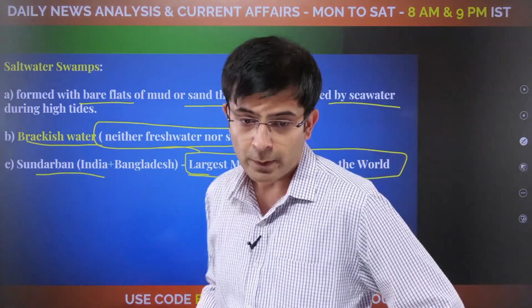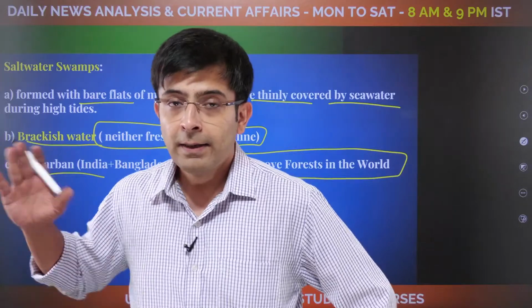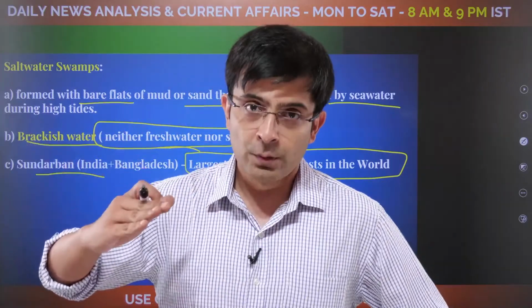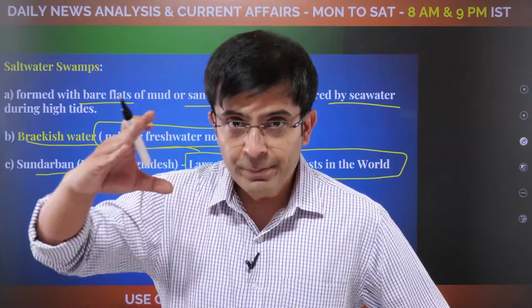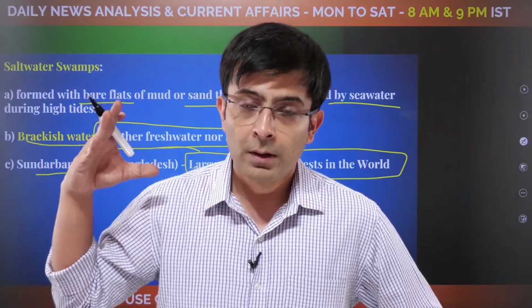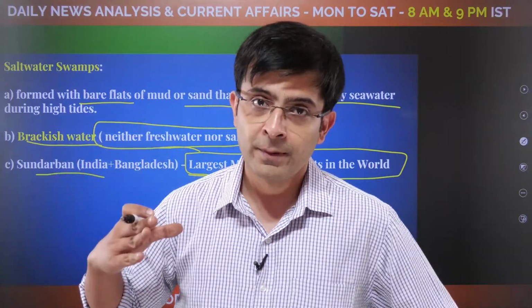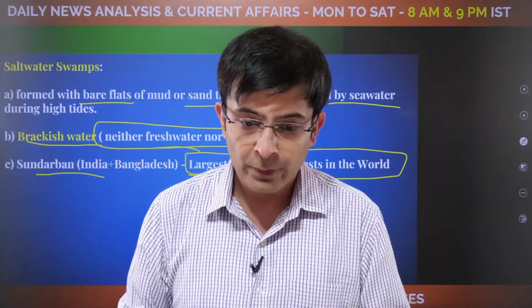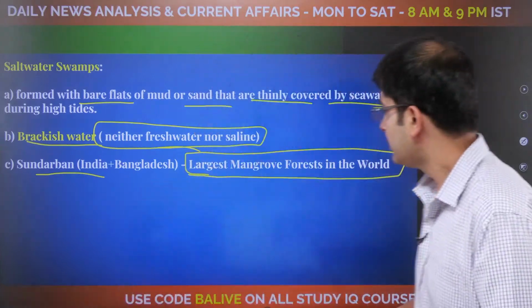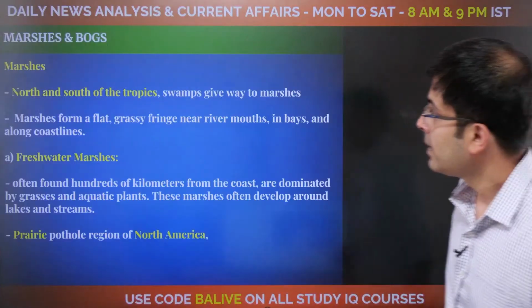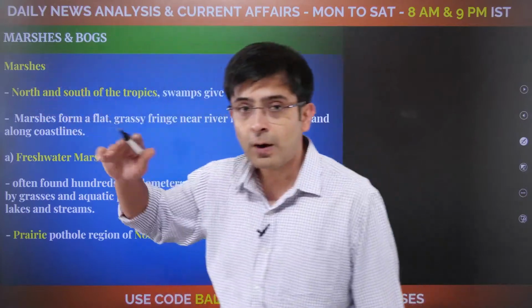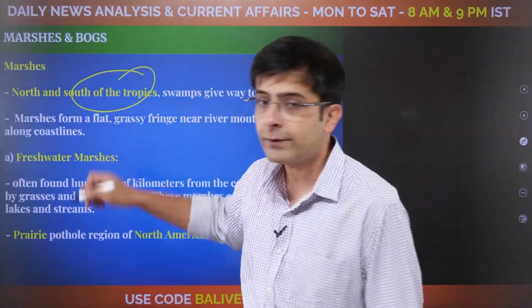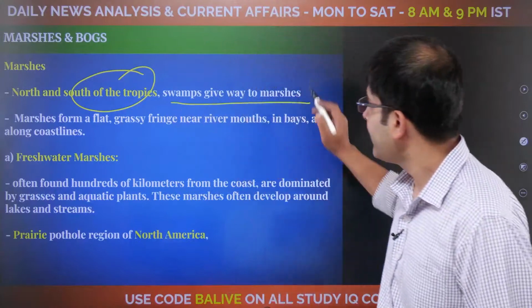Again, a saltwater swamp. Now, please understand the difference between the two. Fresh water, you will find deep away from the coastline. Salt water, you will find along the coastline, near the area from where you can have the interaction with salt water. Okay? Correct. Okay, good. Mandeep is correct. Now, let's look at marshes. Unlike swamps, marshes are south or north of the tropics. Above 23.5 north, below 23.5 south. Okay. Now, swamps give way to marshes.